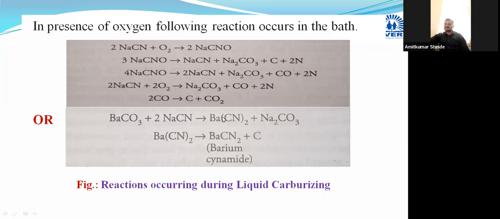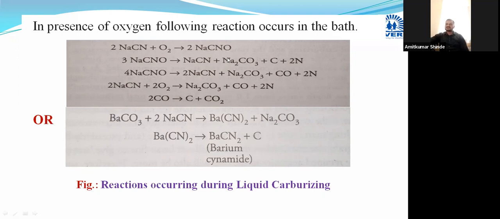This is an intermediate compound, and it is unstable. It rapidly decomposes to give barium cyanamide, and carbon is separated, and this carbon diffuses into the austenite at the high temperatures. Okay, you can write any reaction from these two. This carbon will be diffused.